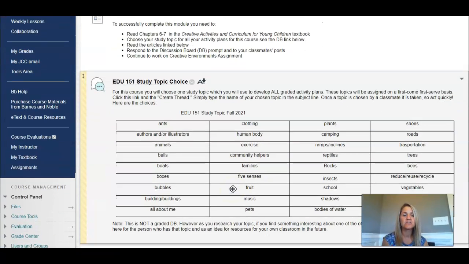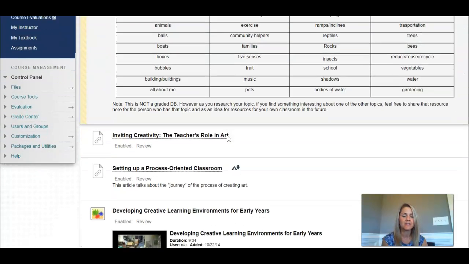Another thing that you're getting started on this week is choosing your study topic that you will use throughout the rest of the semester. You will be writing activity plans every other week, something like that. If you look at your course schedule, you'll see the activity plan assignments, and they usually happen about every other week. The topic that you choose this week is what you're going to be using as your theme or study topic throughout the rest of the semester whenever you're planning those activities.